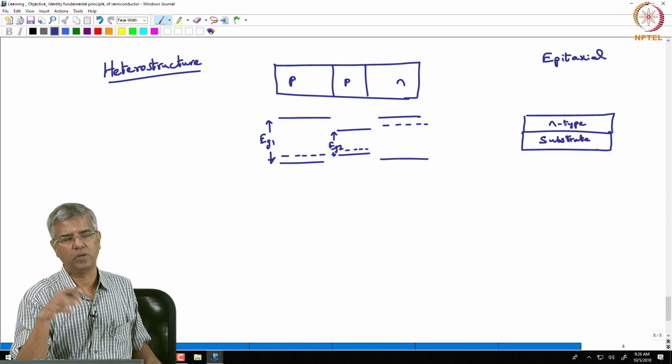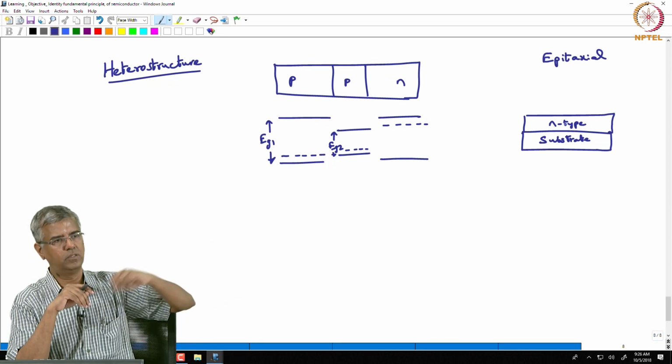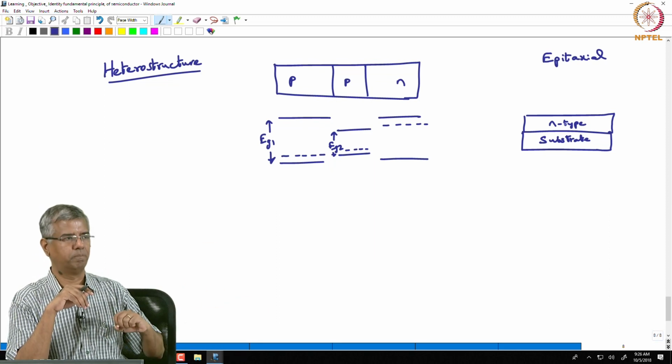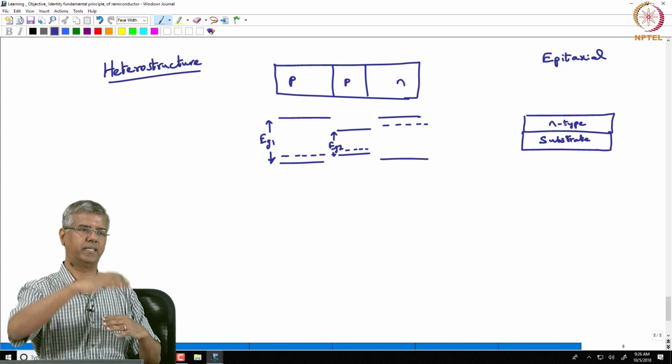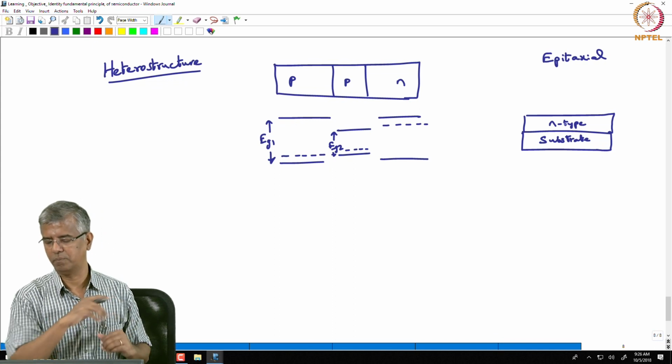Now you continue depositing silicon, but now instead of phosphorus you bring in aluminum. So you deposit that p-type layer on top of this. That is what we call epitaxial deposition.